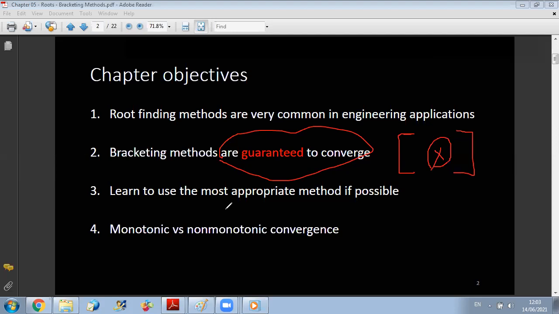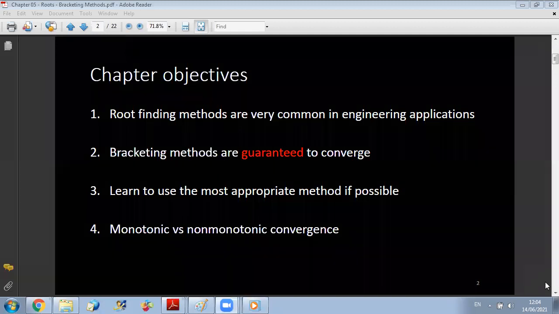Now, we will learn to use what is the most appropriate method depending on the application. So we will see that each method will work better in some cases. So we will know in which case I should use this method, in which case I should use the other method. And we will introduce monotonic versus non-monotonic convergence, when we can say that this method is monotonic, when we can say it's not monotonic.